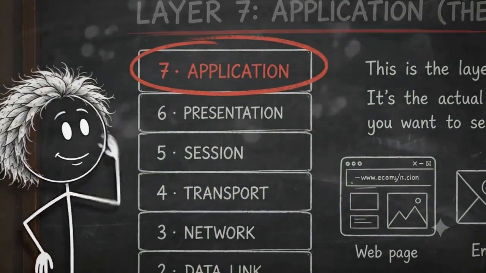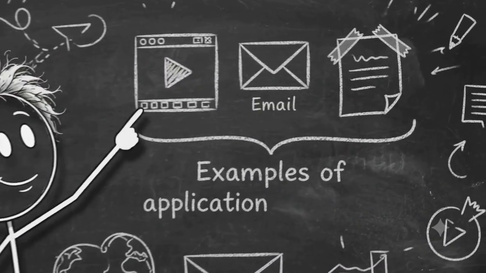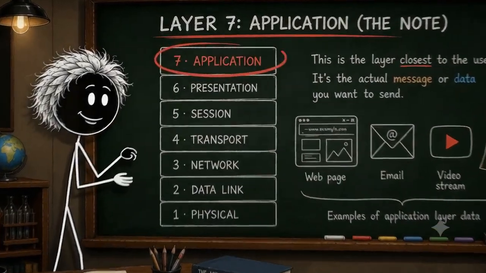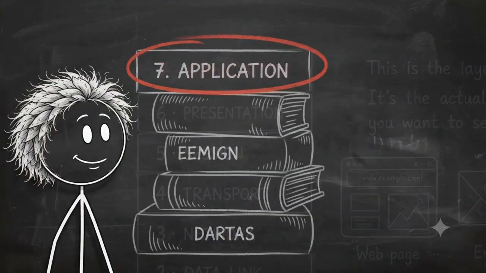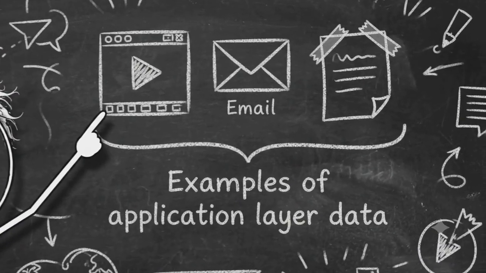Layer 7, the application layer. This is the only layer you actually touch. Your web browser, your email, a streaming app. This is the note itself, the thing you sat down to send. When you type in a web address, you're working right here.